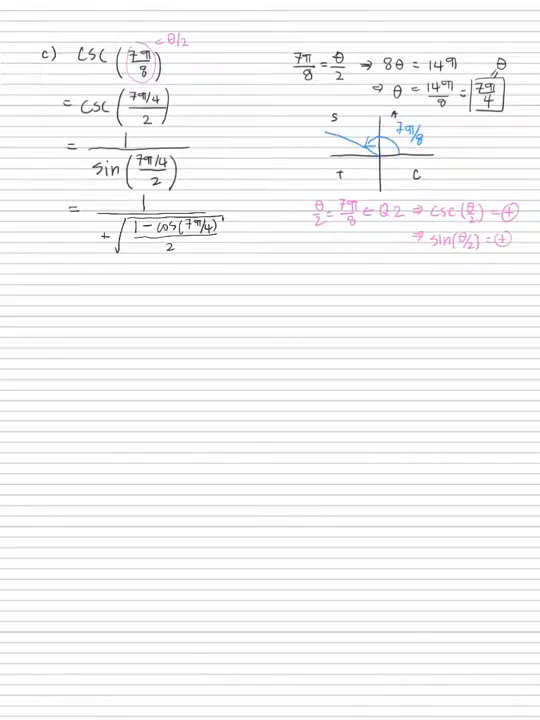Alright, so our next job, we're going to have to compute cosine of 7 pi over 4. So let's first determine where that value is going to be. Alright, so 7 pi over 4 is going to lie in quadrant 4.